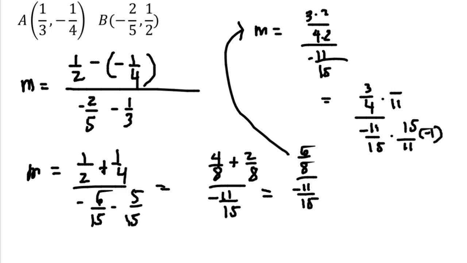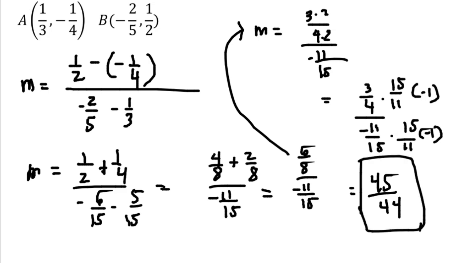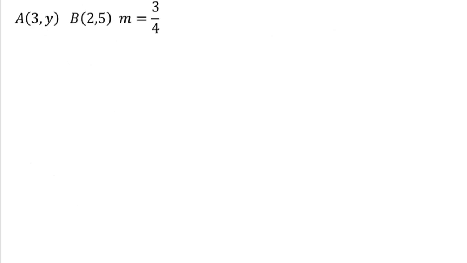So I'll just bring out the negative 1. Okay, we have a negative 1 there. That is the negative from the negative 11 over 15. I just get it out. Okay, so now we have this as our answer. It's going to be negative 45 over 44 though. I forgot to put the negatives.